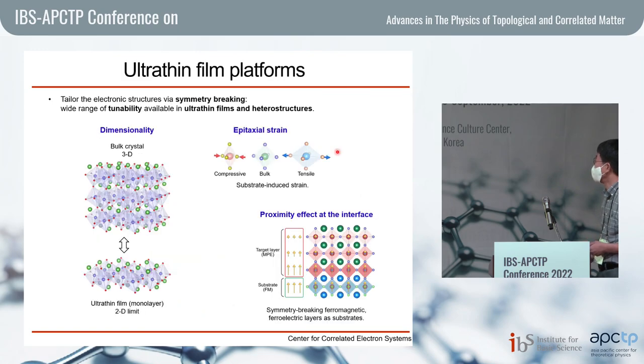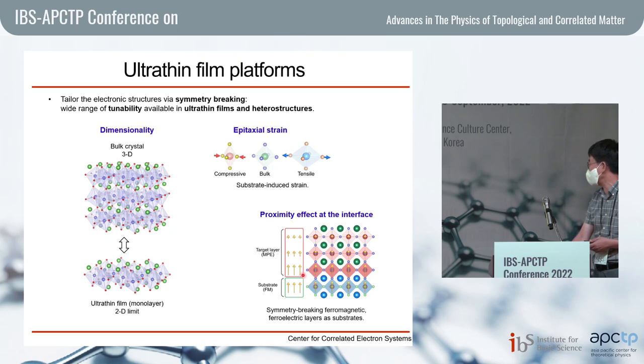And my rationale was that, say, we go from a thick film, or basically a bulk system, to an ultra thin film or monolayer, and there's a dimensional transition from 3D to 2D, and different things can happen. Also, if you grow a very thin film, you can apply strain to the system, either tensile or compressive. Also, you can induce structural distortion.